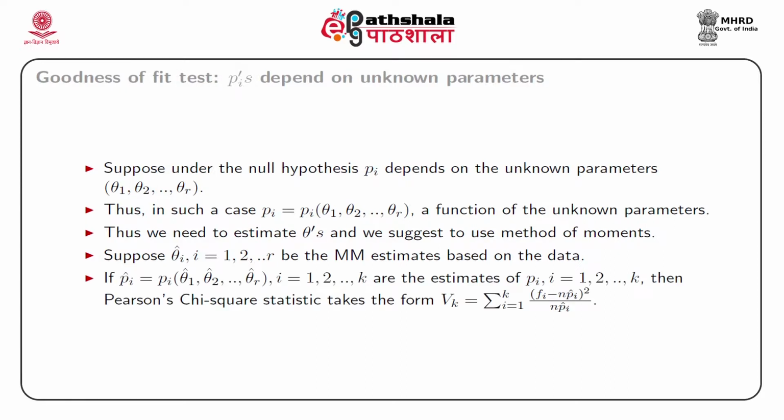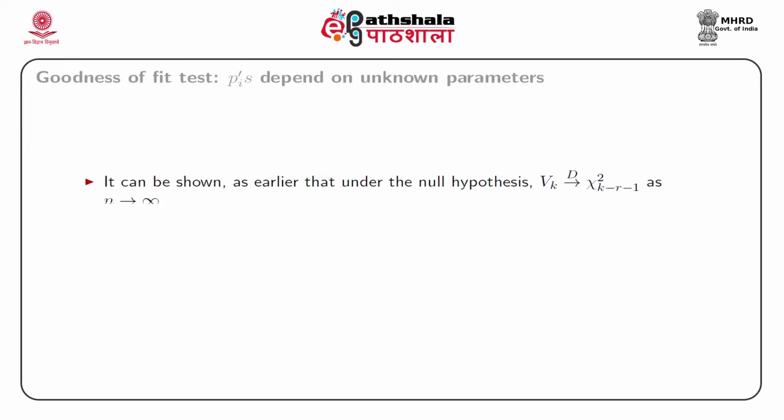If Pi hat denotes the estimate of Pi, which is obtained by plugging in the unknown parameters by its method of moment estimates, then Pearson chi-square statistic takes the form as Vk, which is defined as summation i from 1 to k Fi minus n Pi hat square divided by n Pi hat. And it can be shown that as n tends to infinity, the large sample distribution of Vk is a chi-square variable with k minus r minus 1 degrees of freedom.